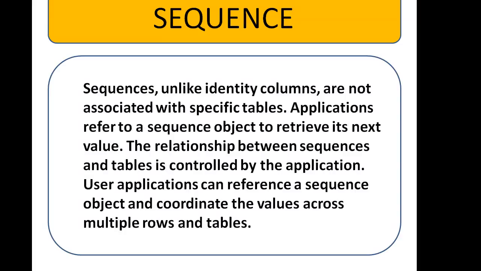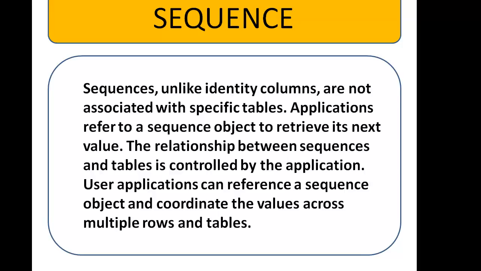Sequences, unlike identity columns, are not associated with specific tables. It is based on the database. Applications refer to a sequence object to retrieve its next value. Using this next value property, we can retrieve the next value. The relationship between sequences and tables is controlled by the application. User applications can reference a sequence object and coordinate the value across multiple rows and tables.